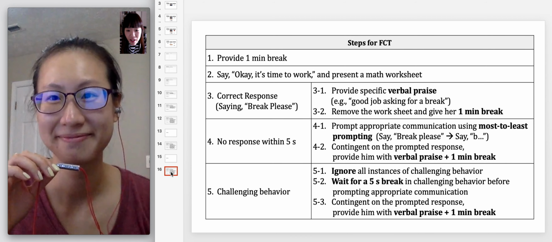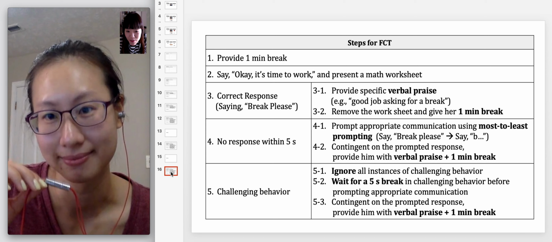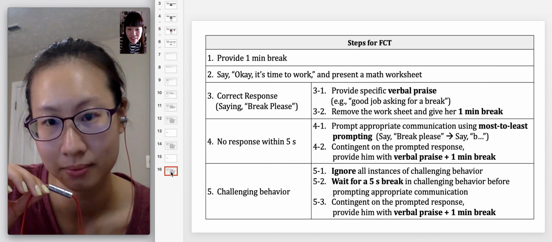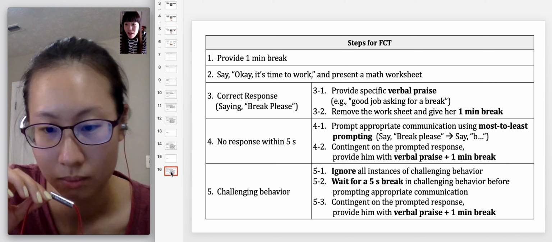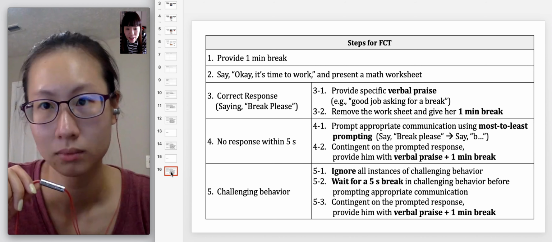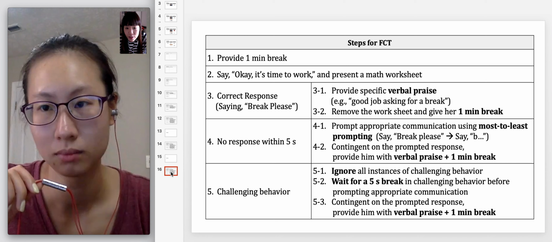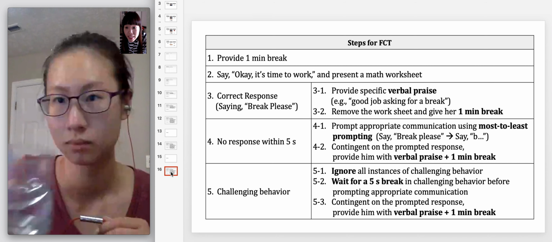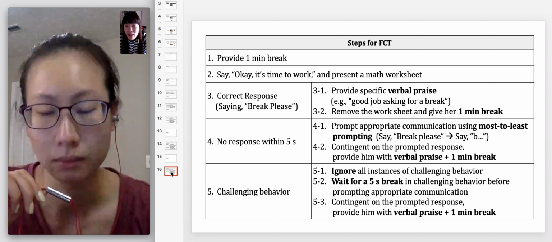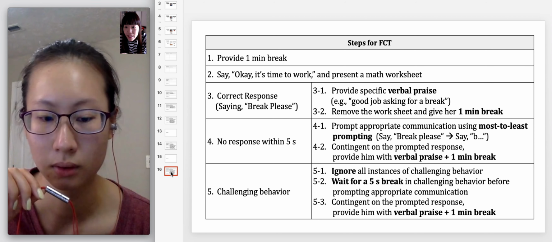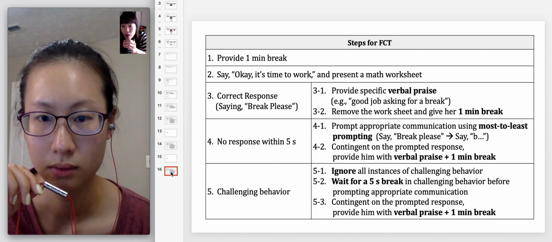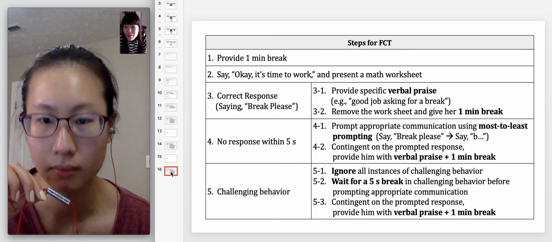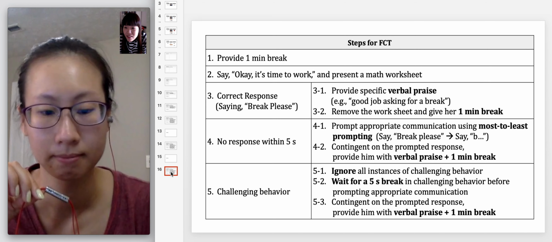You did a great job ignoring all instances of challenging behavior and then waiting for a 5-second break in challenging behavior before you prompt the socially appropriate way of communication. One time you forgot to provide him with specific verbal praise, like "good job asking for a break" or "good job saying that." It's very important because you may want to fade out the 1 minute break later, and in order to do that, you may want to pair your verbal praise with the break. So it would be great if you keep the rules for the next time. That makes sense.